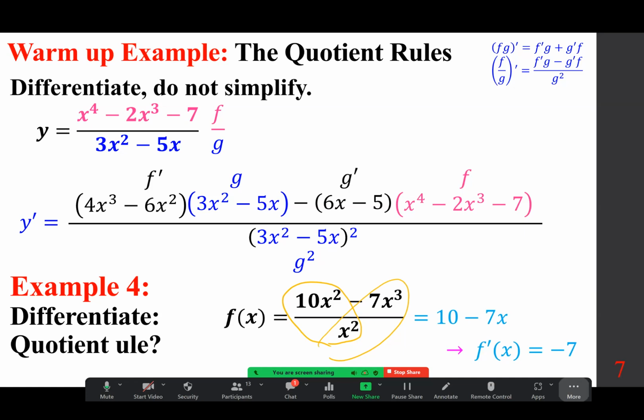So if we can divide, if the denominator has one term, and sometimes it's not necessarily a term, it's an algebraic expression. For example, if it's square root of x, you can still do the same thing. If the numerator is a number, you can do the same thing. You don't have to use the quotient rule, but sometimes we must.